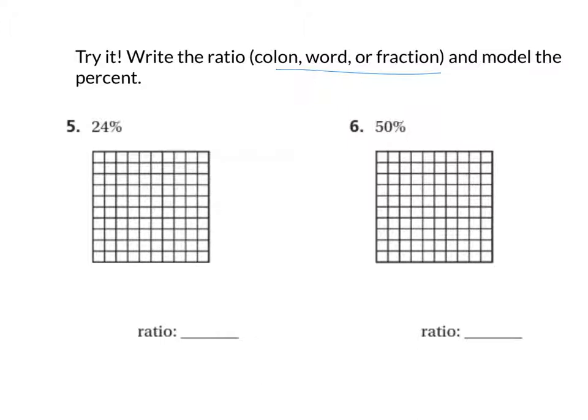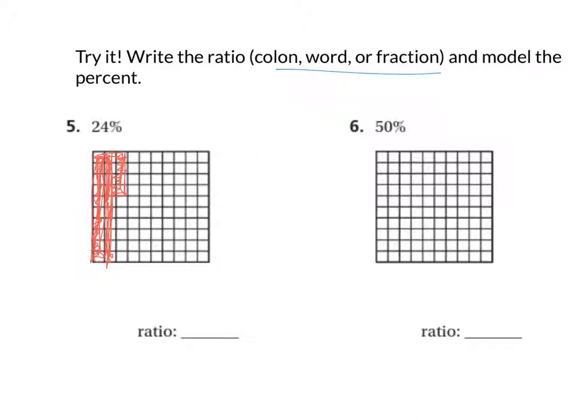Okay, so in order to do this, you want to model 24%. You can start with 10% by doing a whole row. Oh, it's hard to color that small on here. So that's 10%. And now I need to do 20%, so I'm going to do another whole column here. And then I need to do 4 individuals. 1, 2, 3, and 4.